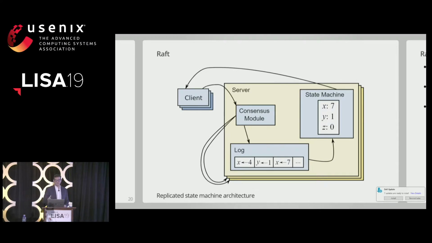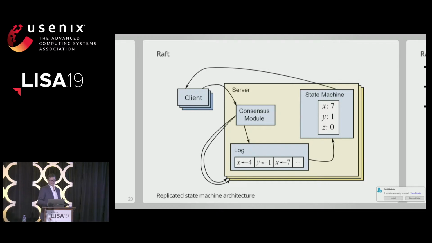So this is a diagram of the replicated state machine architecture. And I essentially traced this out of the Raft paper. Sorry, Raft authors, but it was a really good diagram. So in this cluster, you've got 3 clients, and you've got 3 Raft members, servers.